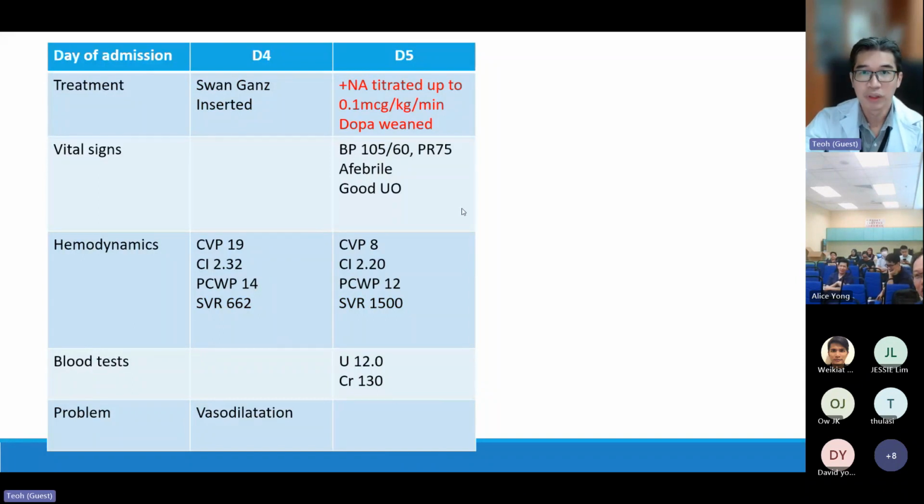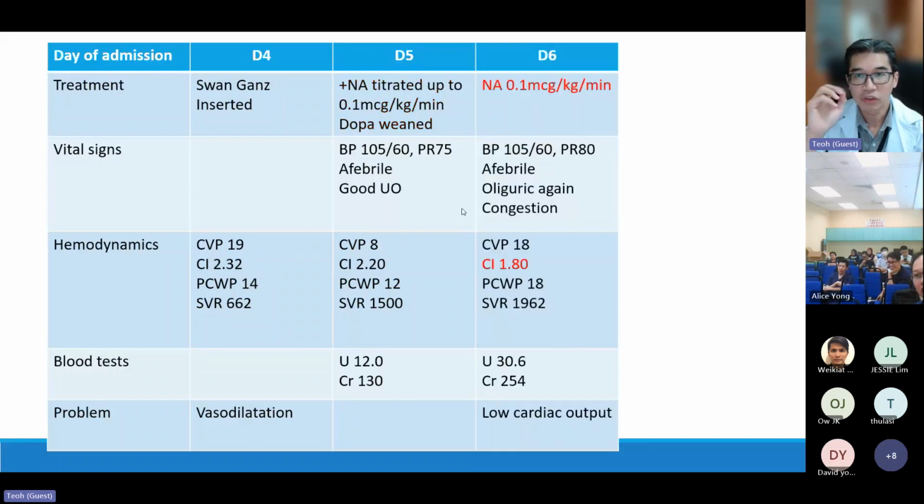Okay, continue. So we maintained the patient on noradrenaline 0.1, but sometimes think about this: if you increase the systemic vascular resistance, you're actually vasoconstricting, right? So this is not a good thing for the weak heart. If you increase it, your heart needs to pump harder to get through the afterload. So this is what happened. After we maintained 1 day of noradrenaline, the BP is okay, pulse is okay, but the patient became oliguric again and started to have congestion, lung congestion.